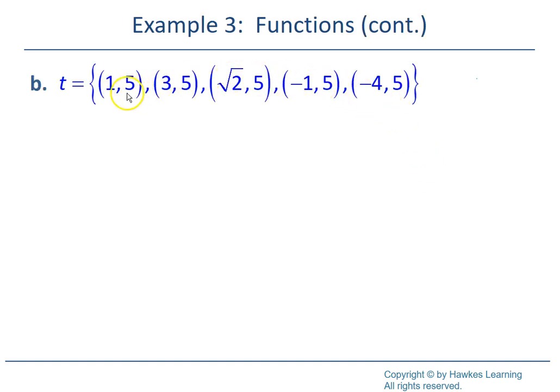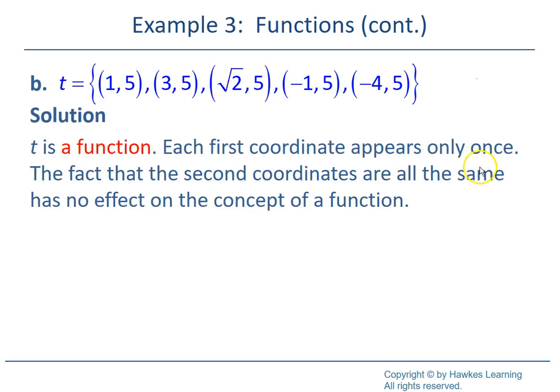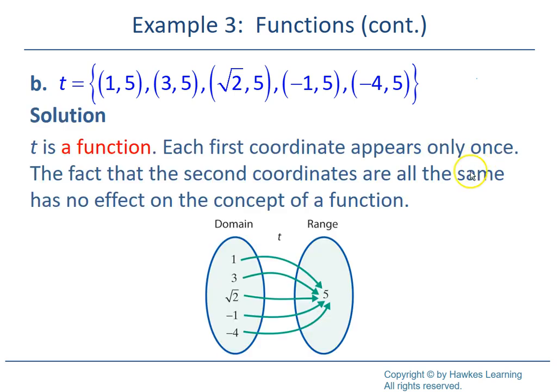All right, look at this one. 1, 3, -2, square root of 2, -1, -4. The x elements are only used once in these relations. So this is a function. And they're showing it here. One line from each of the domain elements.